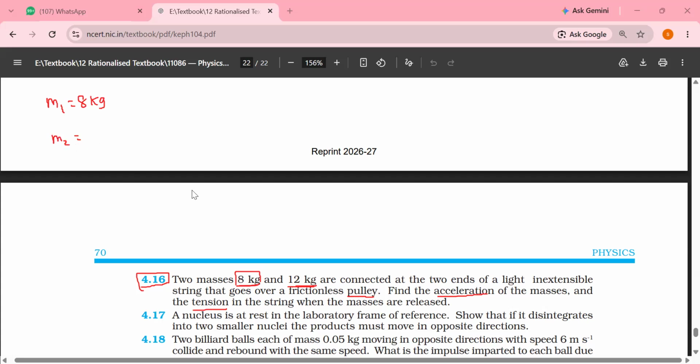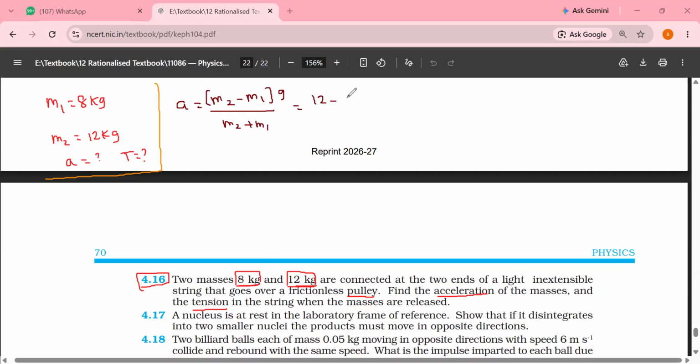m2 is equal to what? 12 kg. They are asking what is acceleration and what is tension. So already just now we discussed the formulas. Use the formula directly. So what is acceleration? m2 minus m1 into g by m2 plus m1.